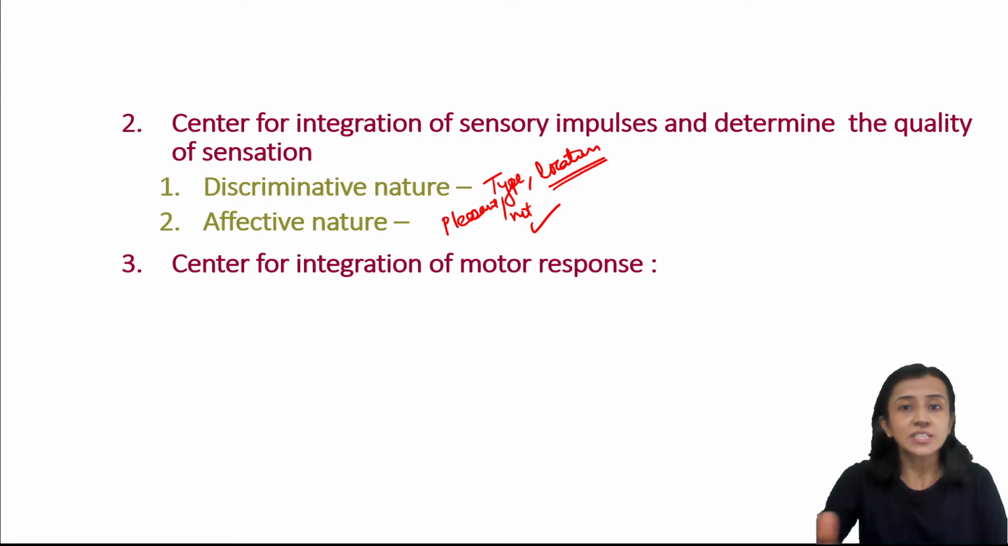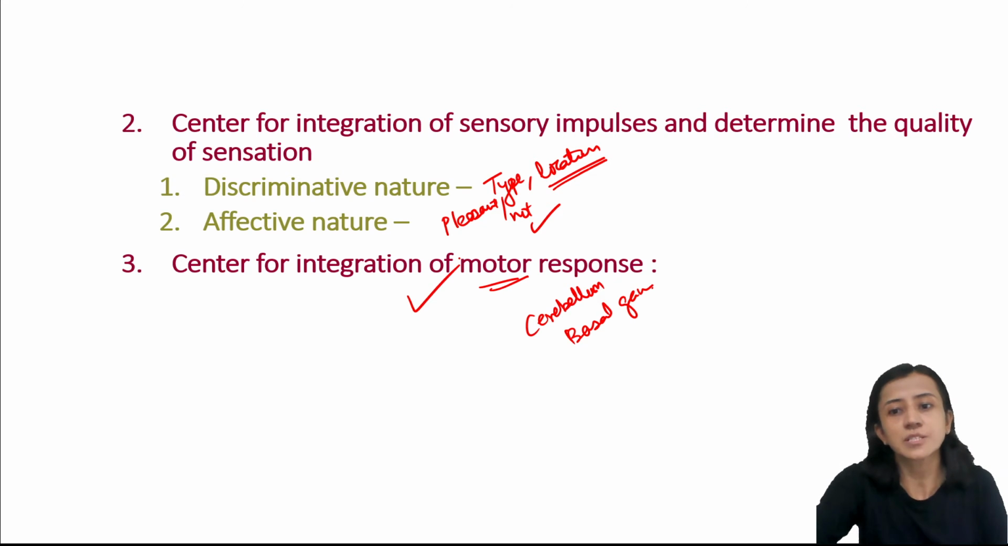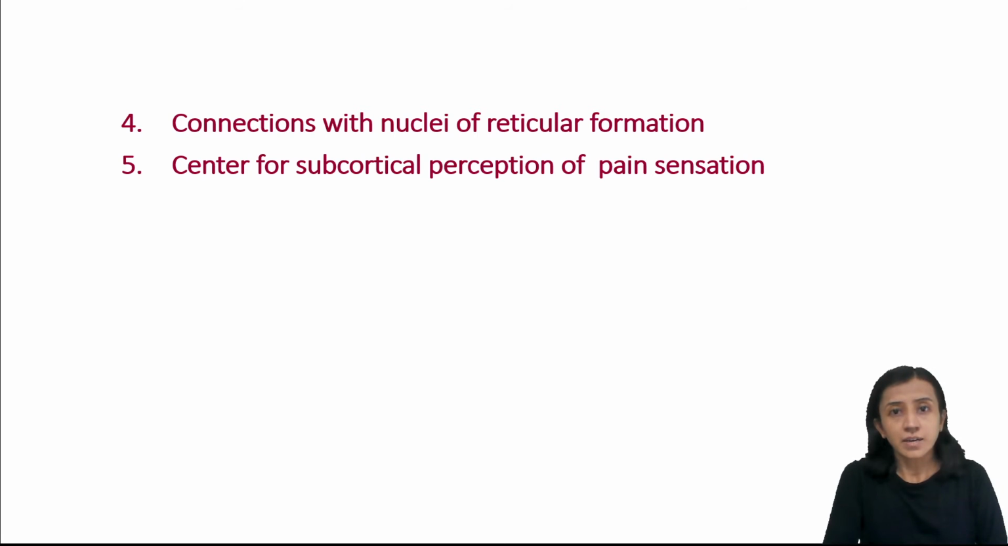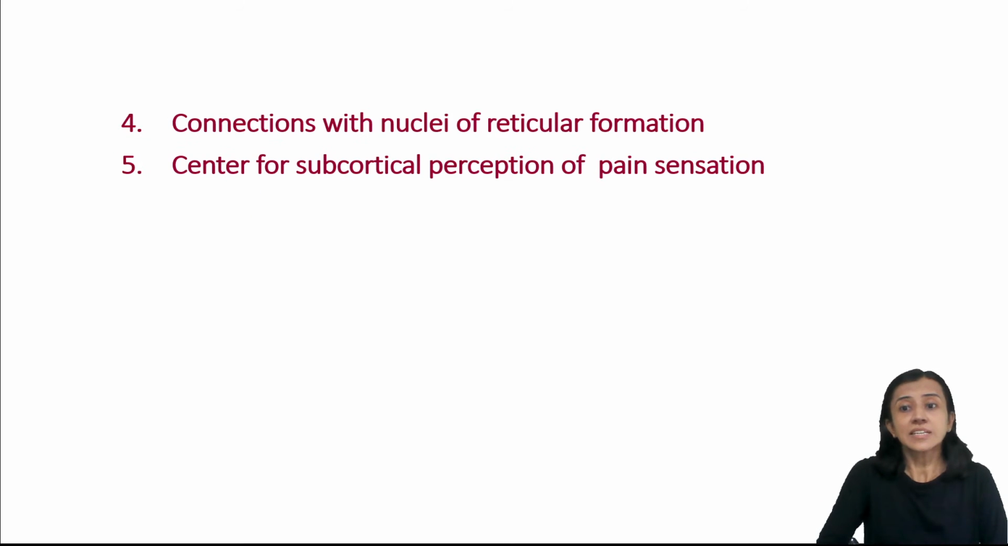Okay, the third function is integration of motor responses. Motor responses are also integrated because thalamus has connections with the cerebellum and basal ganglia, and because of this, thalamus acts as a center for the integration of motor responses. Then center for the integration of visceral and somatic information. Sorry, that function was left. Center for the integration of visceral and somatic information, somatic and autonomic sensation.